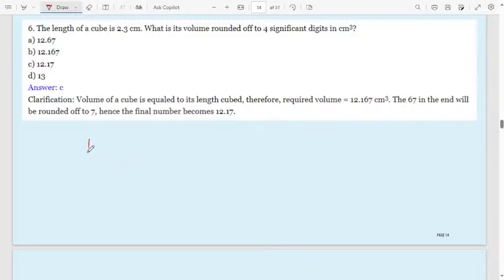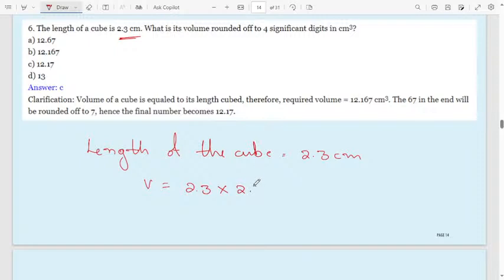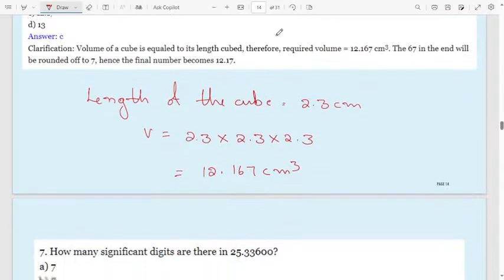Length of the cube, they are given 2.3 centimeter. Then volume is nothing but length cubed. In the case of a cube, volume will be length cubed. Then 2.3 into 2.3 into 2.3 multiplied, you will get 12.167 centimeter cube. Here they are asking to round off to 4 significant figures. You have to round off the value.